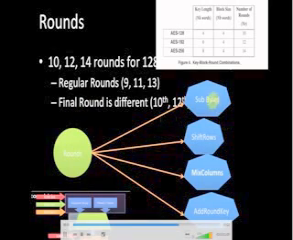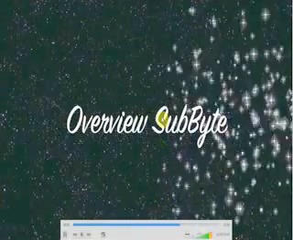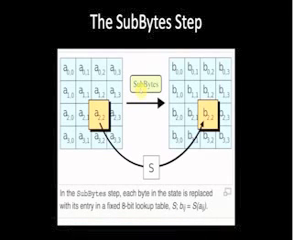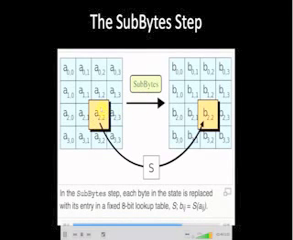As I said, each round contains four operations. Here is an overview of sub bytes. This is the explanation for the four processes each round contains. Here, one byte is converted to another using an S-box. Only one byte is converted at a time. You can see b_ij equals S of a_ij using the S-box.